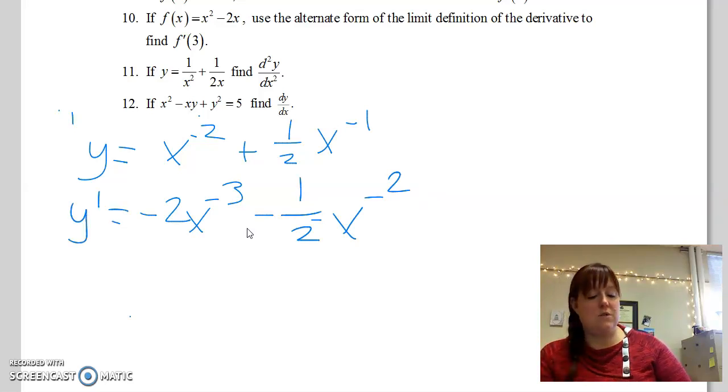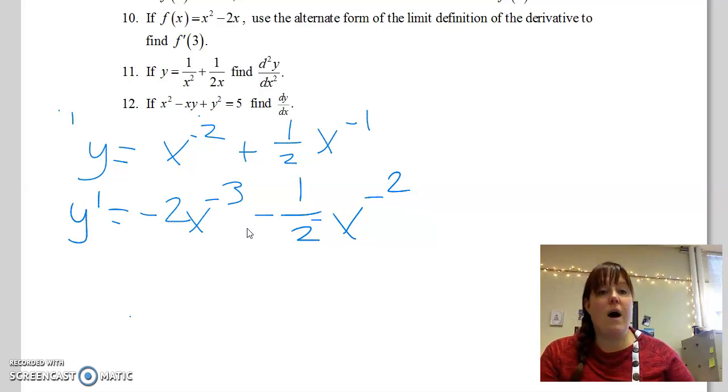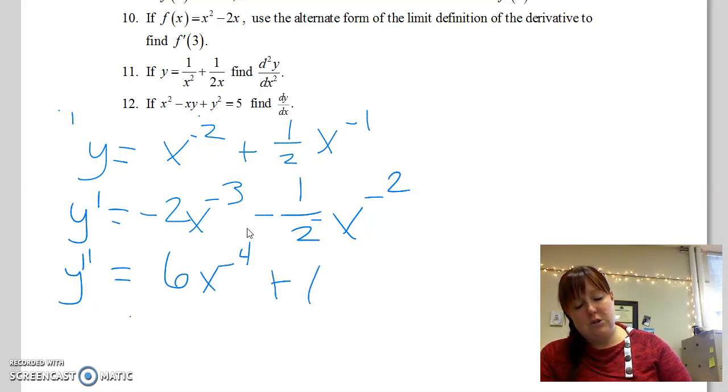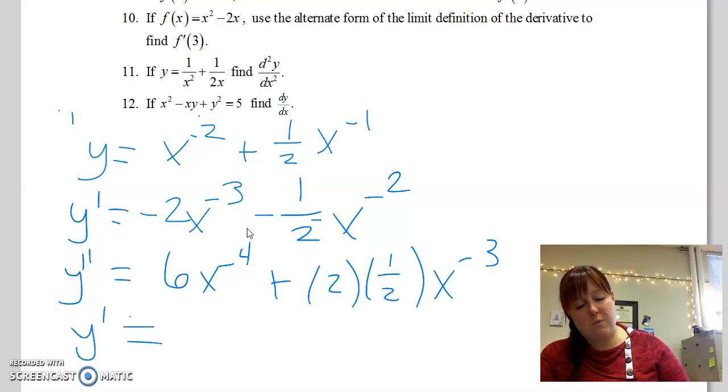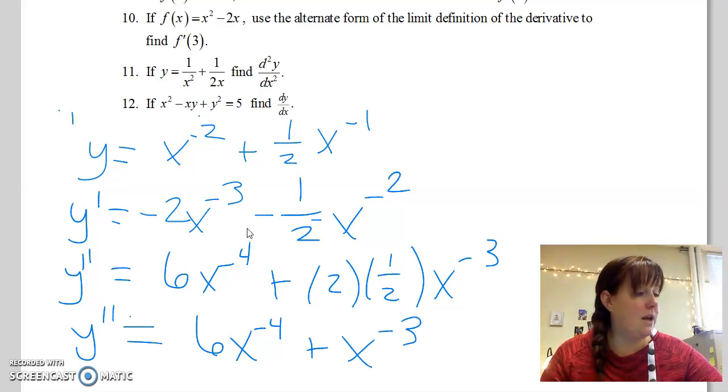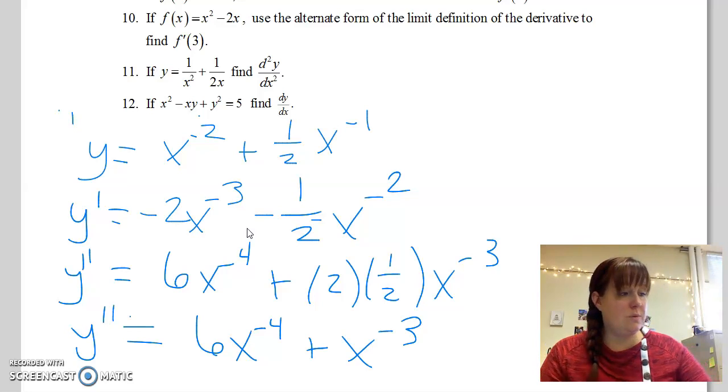It's really important for us to define what that is. It's not y, so you can't just put equals. You got to put y prime equals so that you know that you took a derivative. Now we're going to do y double prime, which is 6x to the negative 4 plus 2 times 1/2 x to the negative 3, and the 2 times 1/2 cancels out. So y double prime equals 6x to the negative 4 plus x to the negative 3. And let's check. Yep, we're good. That's what we needed to get to.